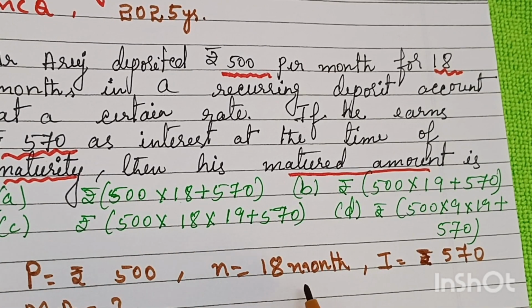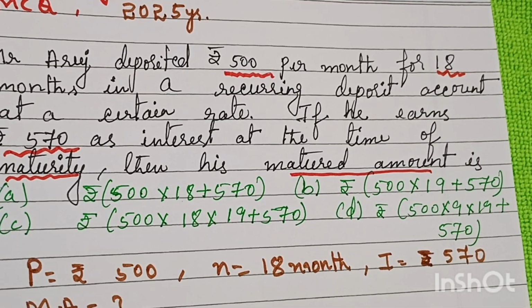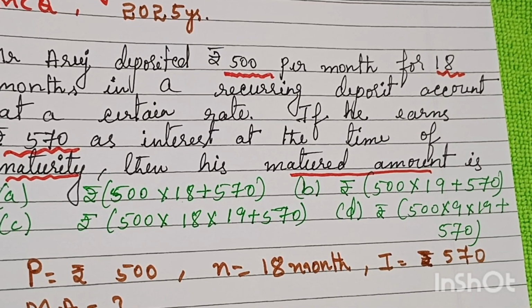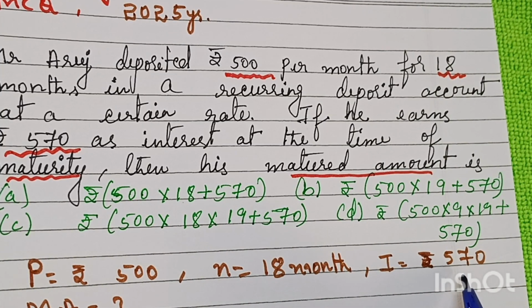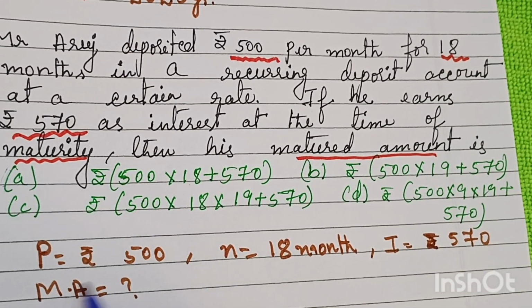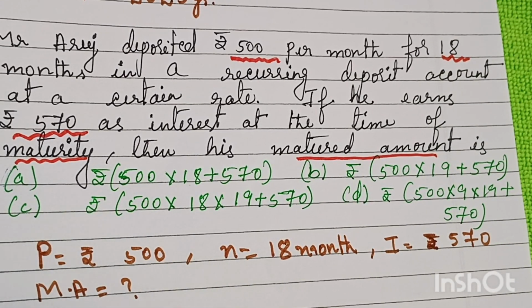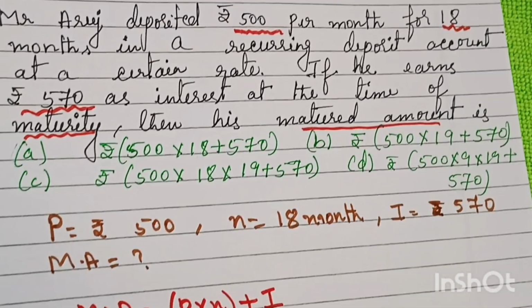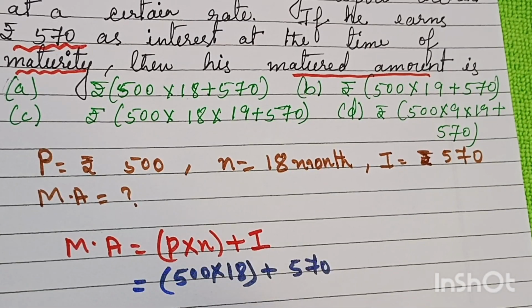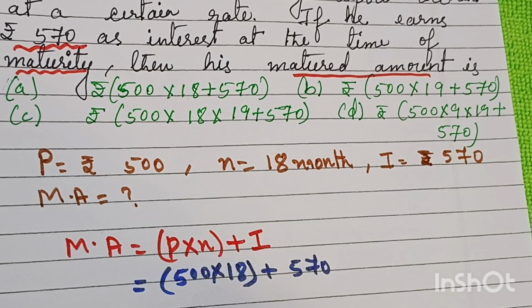So when principal, n and interest are there, we can find it with the easy maturity formula. Here we have to find the maturity amount. Principal is given in the question, number of months is also given, and interest is also given. So principal is 500, into n, 18 months, plus interest, 570 rupees. So 500 into 18 becomes 9,000.